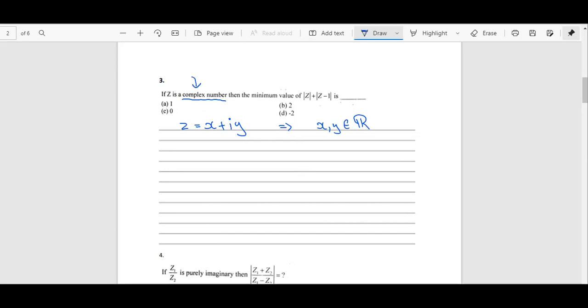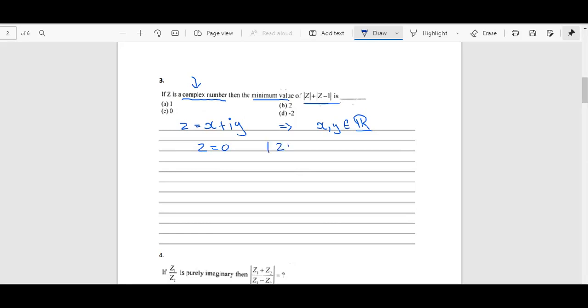Now if this is a complex number, and here we need to find the minimum value, right? We need to find the minimum value of mod z plus mod z minus 1. So we need to think of different scenarios. Let's say we take z equals 0. Why? Because z is x plus iota y, and x and y can be any real numbers. So if x and y both are 0, z would be 0. Let's see what would be the value of this expression when z is 0.